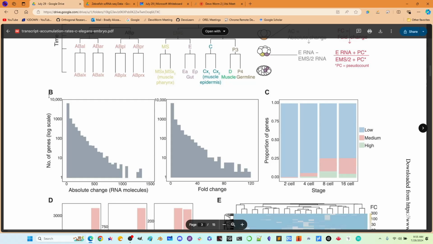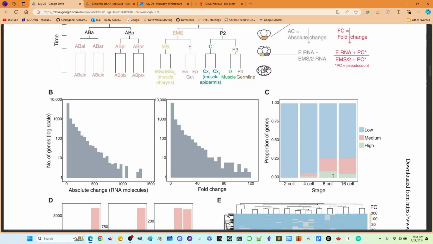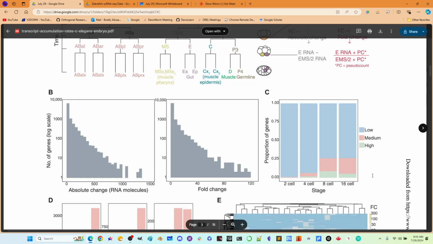So this is this part of the distribution here for fold change and absolute change, this part up here. That translates into about 25% of your genes being either medium or highly expressed. And then of course in the 8 cell, we get a little bit more in terms of very highly expressed genes than the 16 cell. And I think that decreases over time. So you get this decrease over time in the amount of upregulation.